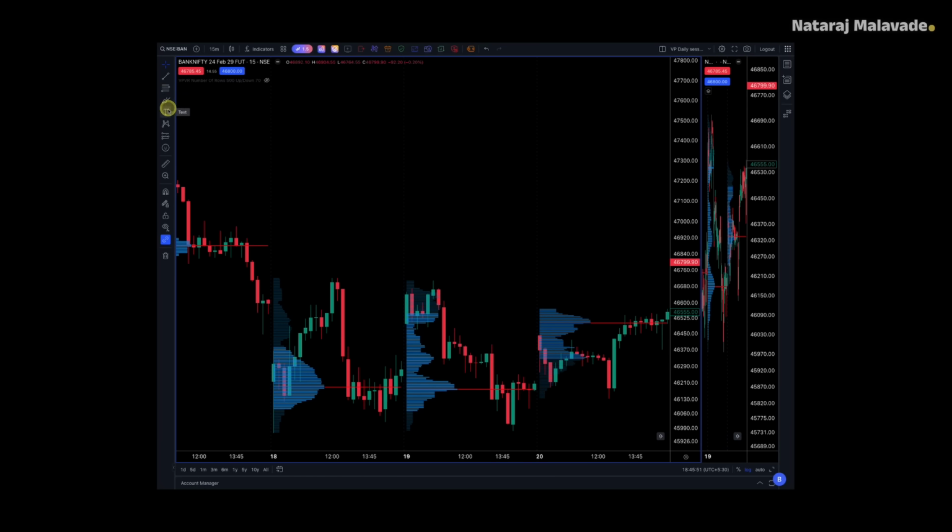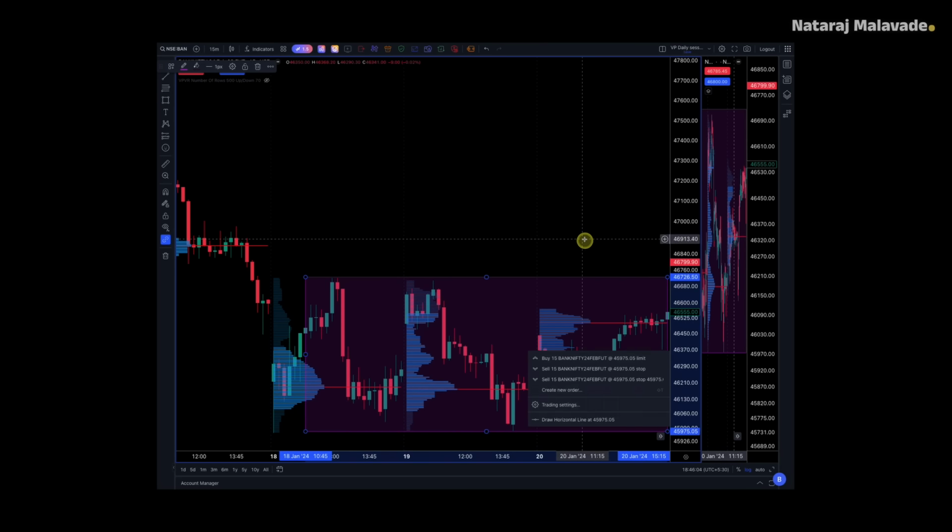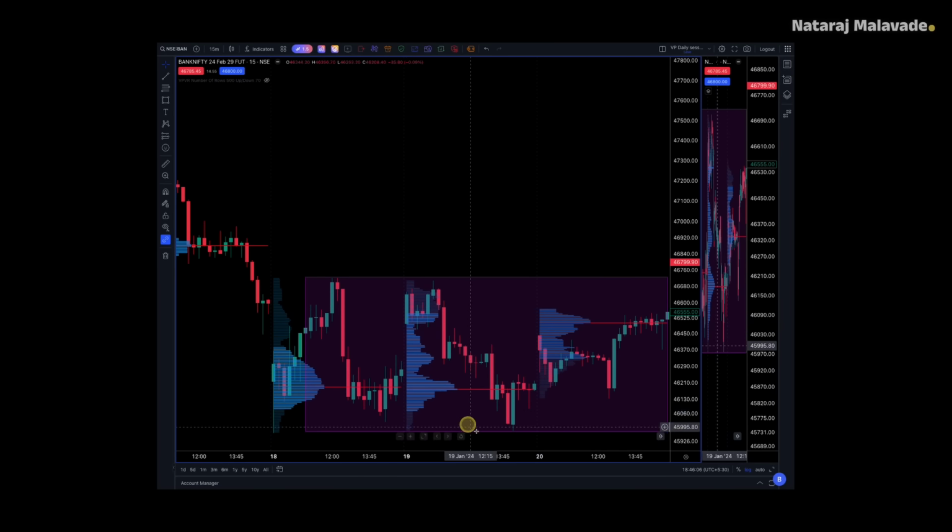In this case, usually what I do is I plot a rectangle, which indicates a range. All right, so this is the range which we are concerned about. Basically, as long as the market sustains within this range, we can simply look for buying opportunities at the range low and selling opportunities at the range high. Let's see what happened on the next day.